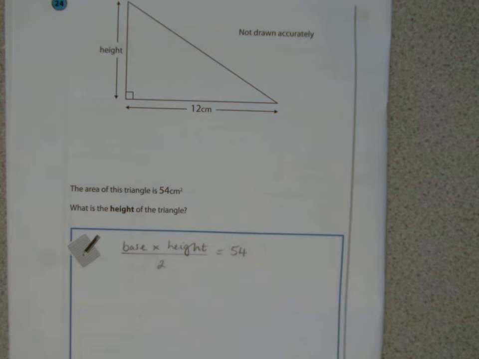Okay, so the triangle here, and it's given us the area as 54, isn't it? And they want us to work out the height of the triangle. Now, what's important here is you understand the formula for working out the area of a triangle, and that's base times height. But of course, you've got to divide it by 2, right? So the base times the perpendicular height divided by 2.